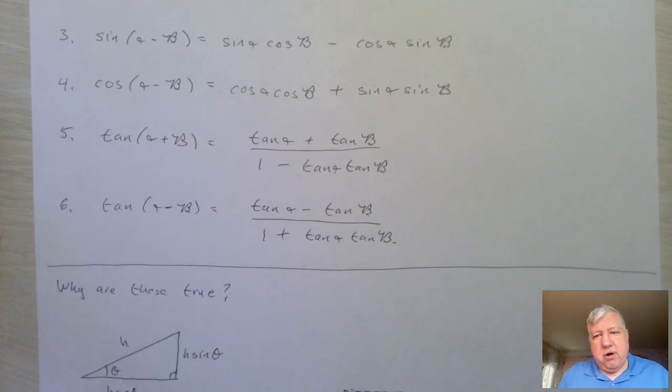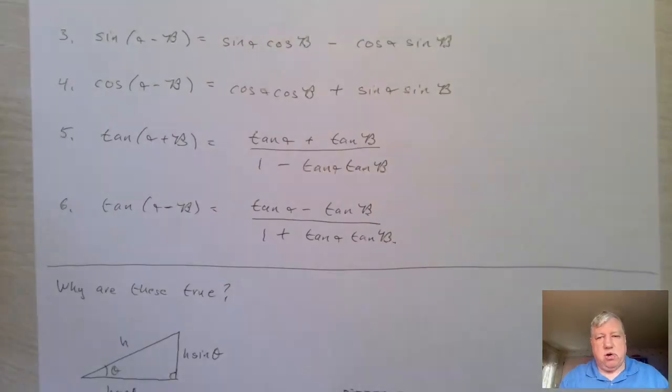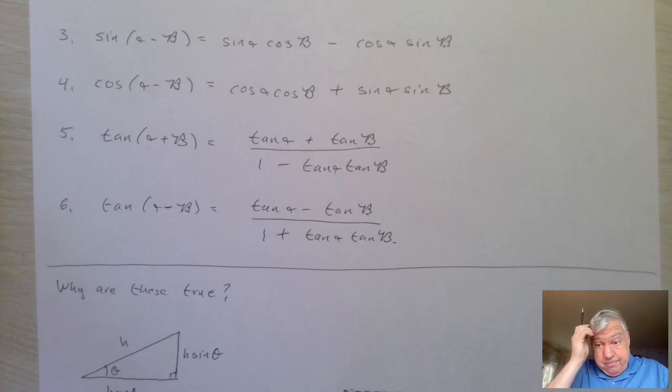Your book has a nice proof of this using a unit circle, and I encourage you to look at that in your book. There's some algebraic manipulation, but it basically uses the distance formula. Now I'm going to give you an alternate proof, which is a lot more visual and a lot more geometric. The downside is it only works for a few values of alpha and beta, but we're going to say it can be extended to other cases.